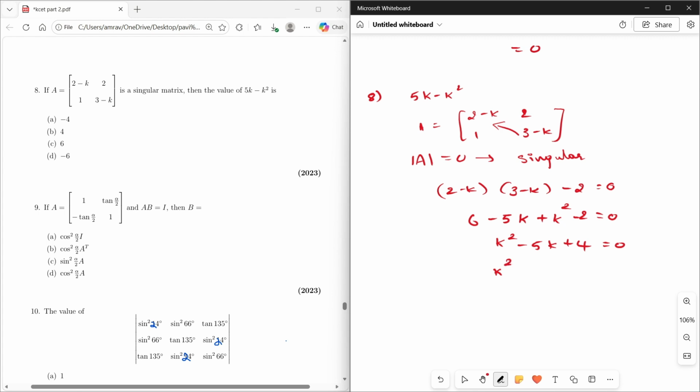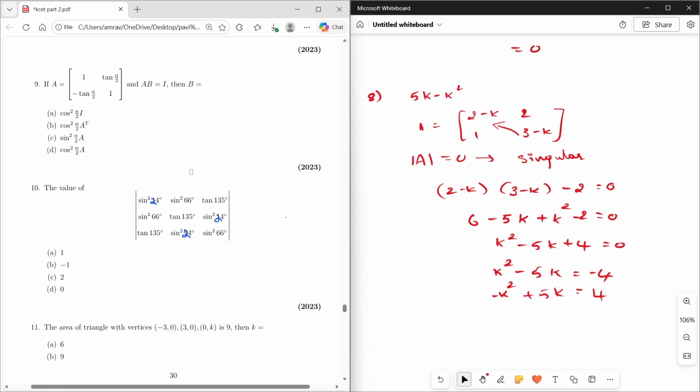So you get k square minus 5k is equal to minus 4, but you are in need of 5k minus k square, so multiply the negative sign throughout, you get minus k square plus 5k is equal to plus 4. So basically 5k minus k square is 4. Option B is the correct answer. Just finding the determinant and equating it to 0, because it's a singular matrix, we'll be able to find out what is the value of 5k minus k square.